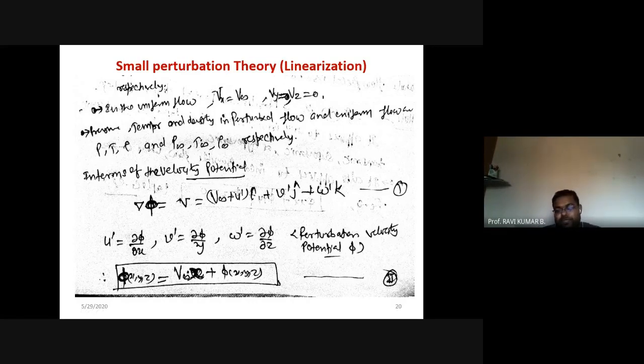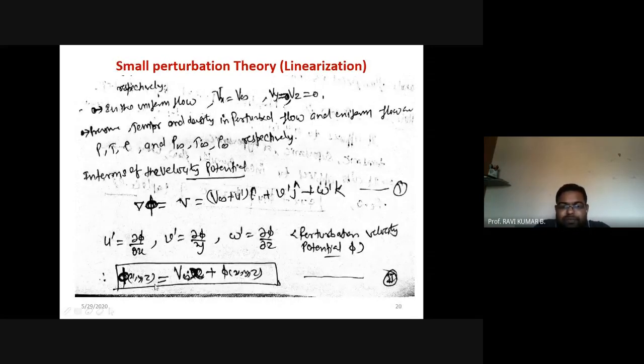Keep in mind, this is for small disturbances. This is the small phi. The overall phi for the entire flow is the capital Phi, which is written here. This is for the entire flow, not for the perturbed flow. For the entire flow, free stream plus perturbed, it is given by capital Phi of x, y, z equals V infinity times x plus phi of x, y, z. Small phi is for the perturbed flow. This is equation number 2. So in that way it is related.